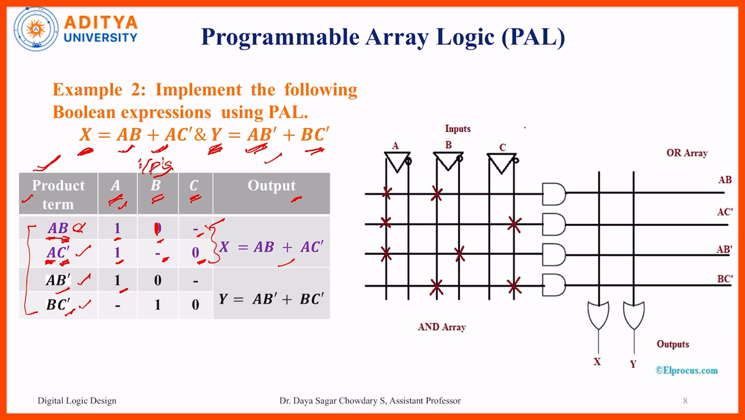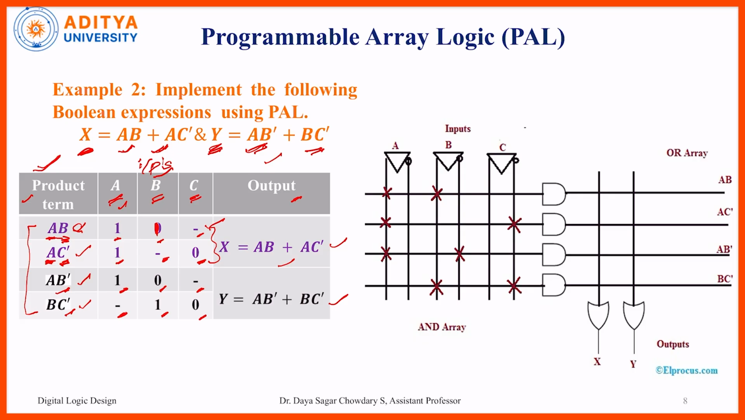A is in 1 form, but B is in 0 form. That means B bar means 0, and there is no C term. That is why we have to place a dash here. Again, there is no A term in this product term. That is why dash, and B is there. B is in 1 form. That is true. And C bar means it is in complement, so C bar means 0. So again, the Y term we have to place here. So finally, we will get the output.